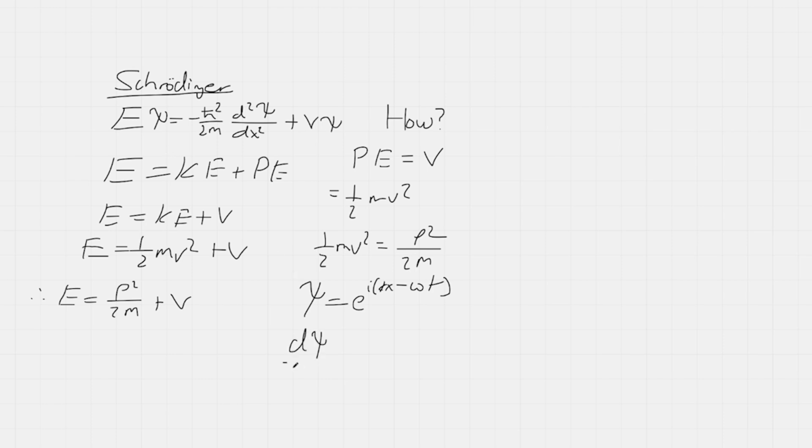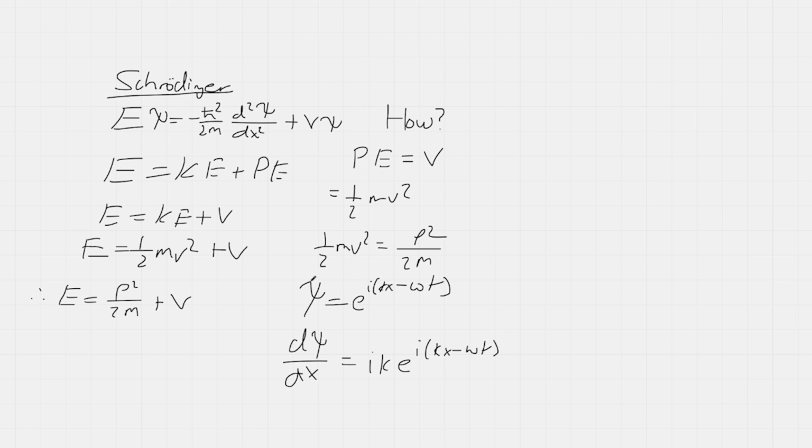So the change in psi over the change in x equals, we do the chain rule. So the derivative of ikx is just ik. So we do ik times the derivative of the outer function, which is itself, because it's the e to the x function. So we do ik e to the i(kx minus omega t).